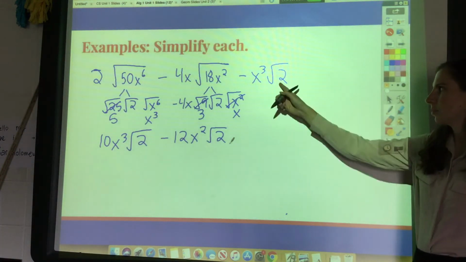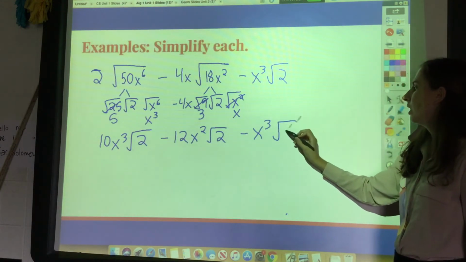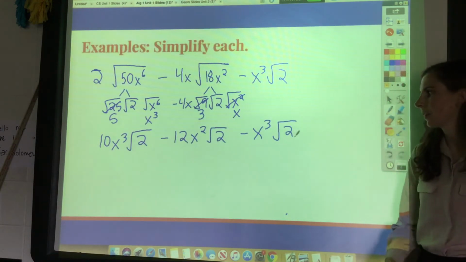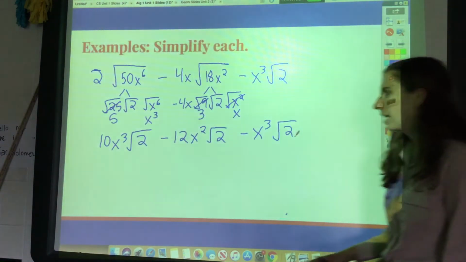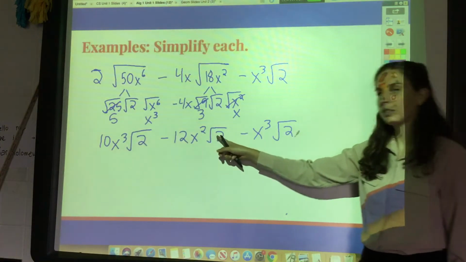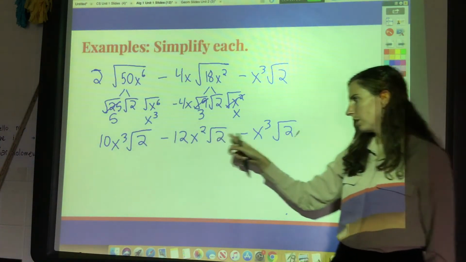And this one doesn't break down at all. I'm just going to write that down. Negative x cubed root of 2. Okay, so now you'll notice that I actually have all the same radical. After all that breaking down, these are pretty similar. Square root of 2, square root of 2, square root of 2.